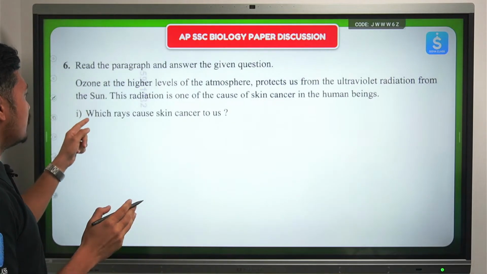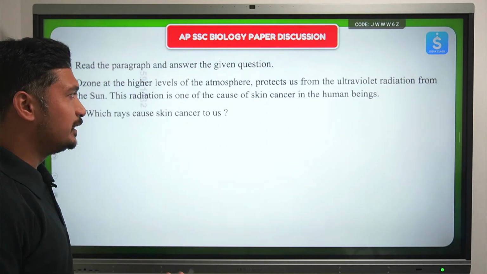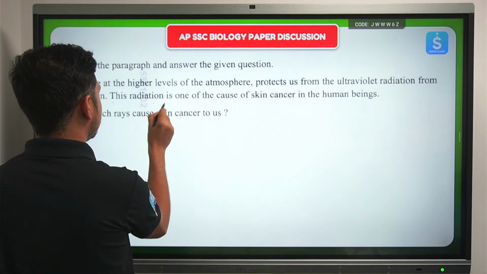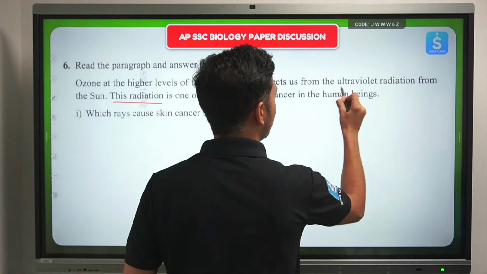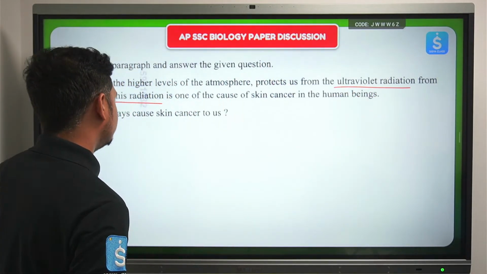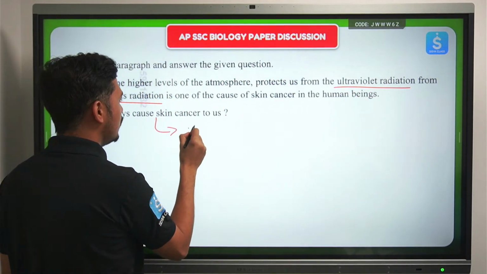Now the question is, which ray causes skin cancer? Very simple, right? It says this radiation. And what radiation were we talking about? We were talking about ultraviolet radiation. So the answer to this question will be UV radiation.